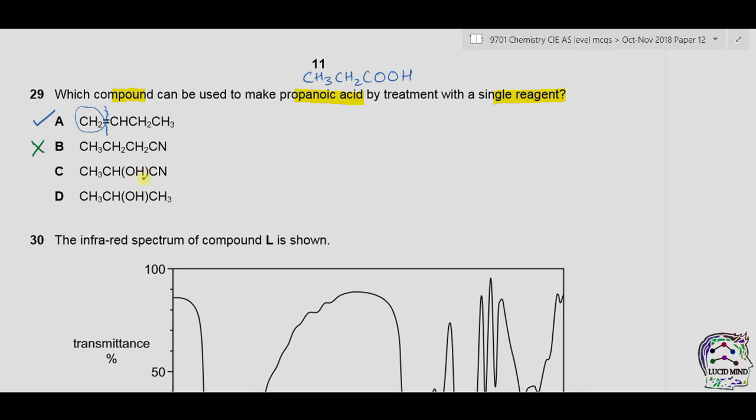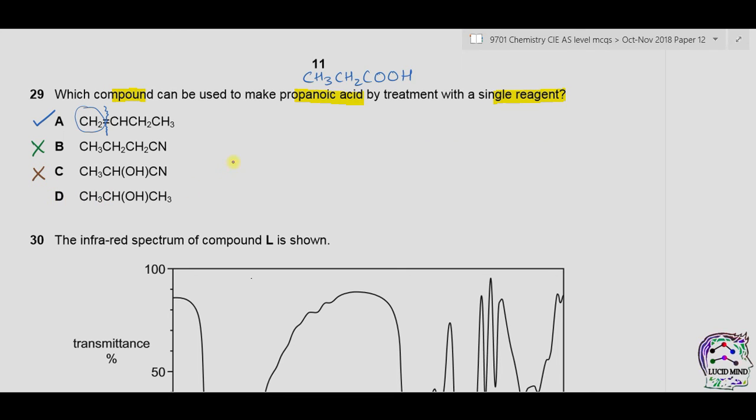In the third one, we have a secondary alcohol and we also have a nitrile. So CH3, CH, OH, CN. Again, a nitrile can be hydrolyzed in the presence of acid, dilute HCl, to form CH3CH, and this carbon is converted into a carboxylic acid. Now we have an alcohol group and a carboxylic acid, both functional groups are present, so therefore C is incorrect.